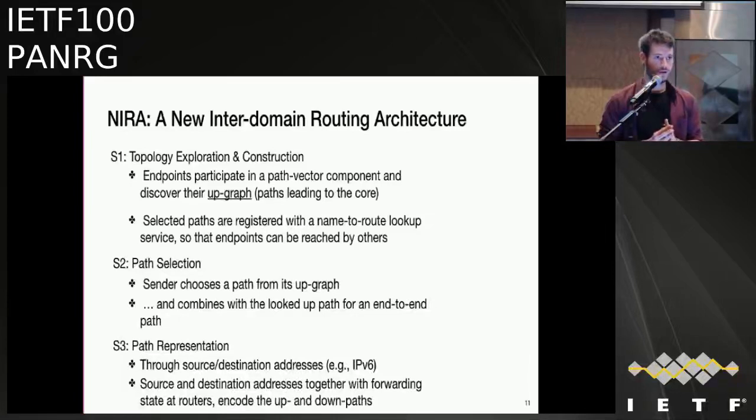And path representation in ERA is different in that it is implemented through source and destination addresses, for example, IPv6 addresses. The source address will encode an up path, and the destination address will encode a down path. Allocation of addresses in ERA strictly follows the business relationships, as the addresses are allocated from providers to customers. Each address at the router is associated with some forwarding state, which is looked up during packet forwarding, similar to how it happens today.